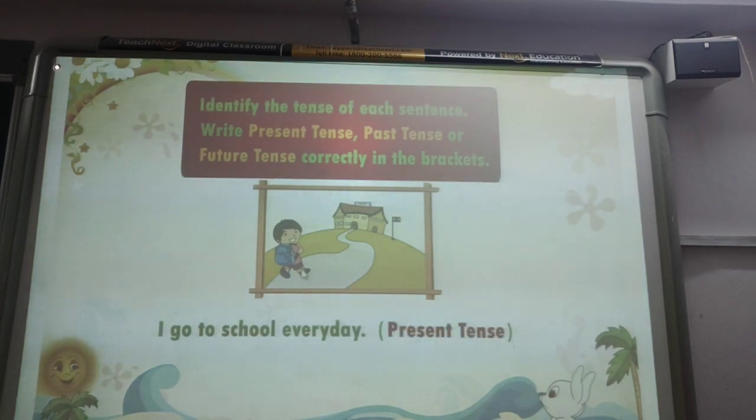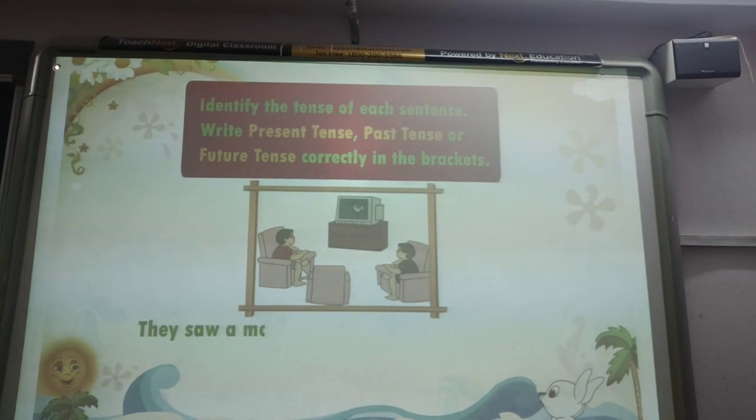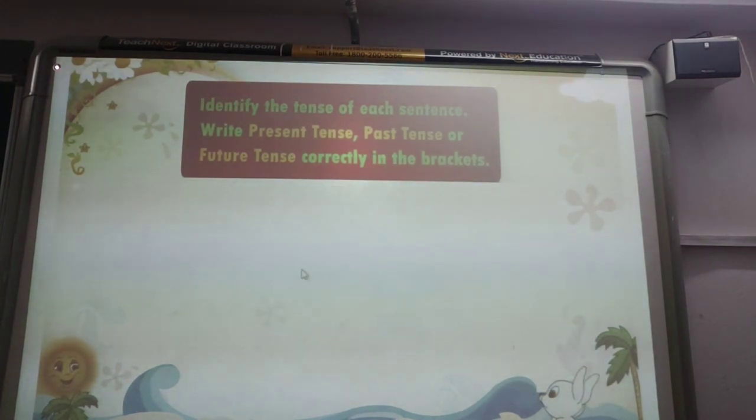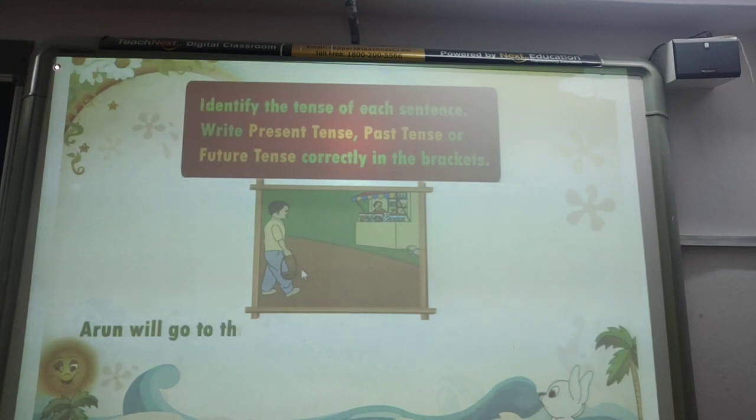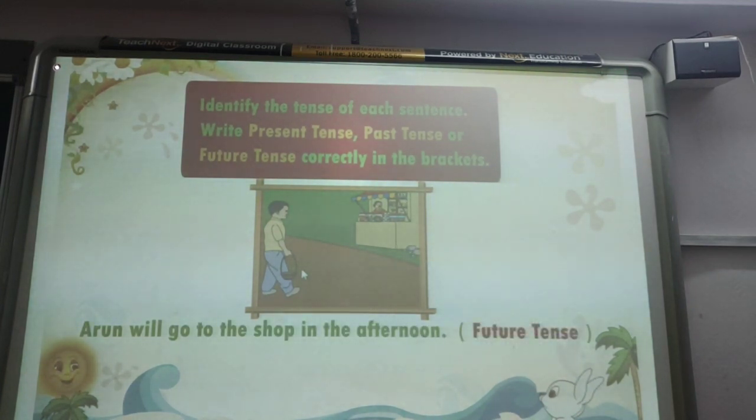Rewrite the present tense in the bracket. They saw a movie yesterday. Good. Birds rise early. Correct. Arun will go to the shop in the afternoon. That was well done, Rainbow.